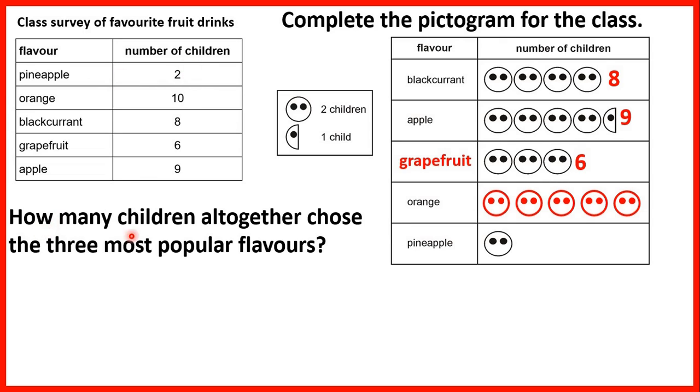So now, how many children altogether chose the 3 most popular flavours? Well, the most popular flavours will be the flavours chosen by the most children. So that's 10, 9 and 8, because we want the 3 flavours with the most children. Now 10 plus 9 is 19, plus 8 is 27. So 27 children altogether chose the 3 most popular flavours.